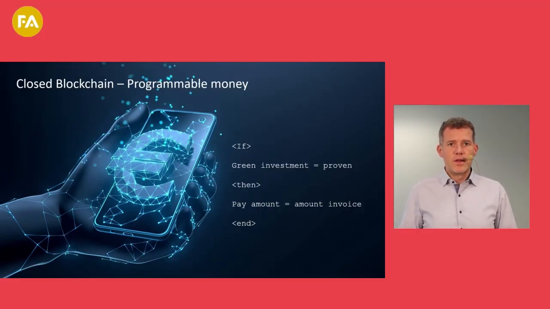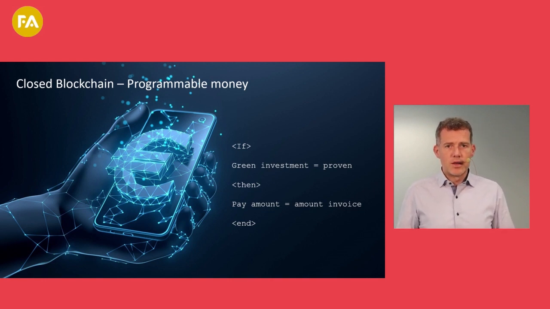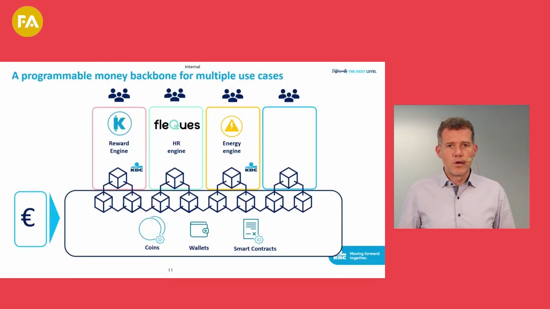Now let's dive into the programmable money part. What is programmable money? It's actually money with conditions. And take an example. If you have a green investment that you want to do, and you have money that you can only pay for green investments, if the amount is for a green investment, then it will automatically be paid. So it's a condition that is attached to a coin.